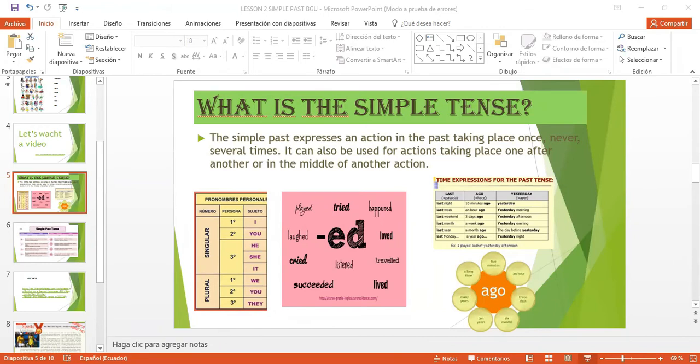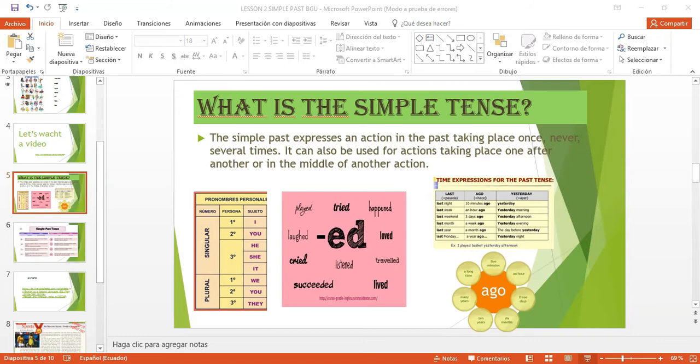When you make it negative, with the verb to be, we are going to use just the word not. They were friends. They weren't friends. Okay. With the other verbs, we are going to use the auxiliary. Remember, in the simple present tense, we need the auxiliary do. In this case, in past, we are going to use did or did not. And the verb we are going to use in the infinitive form. Can you see? We write, he did not play football.